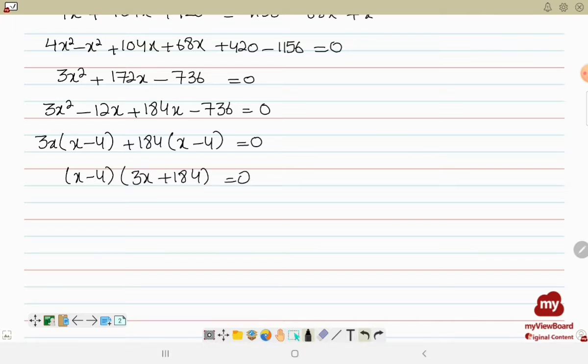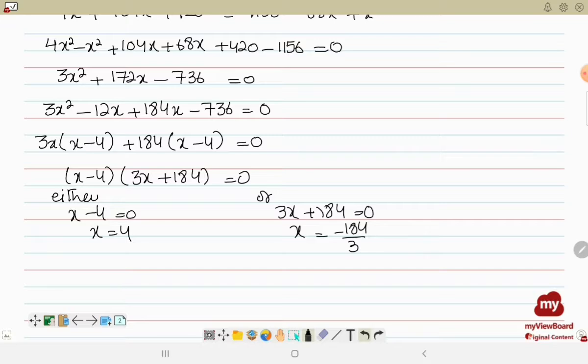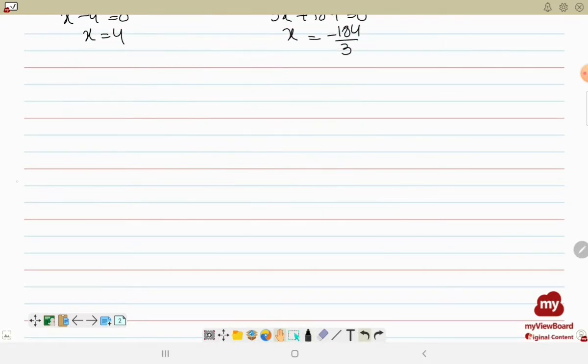Now we'll write either of the two factors equal to 0, so x minus 4 equals 0, or 3x plus 184 equals 0, and then x equals 4, and then x equals minus 184 by 3. We'll not write down the solution set before that, we are supposed to check the values.